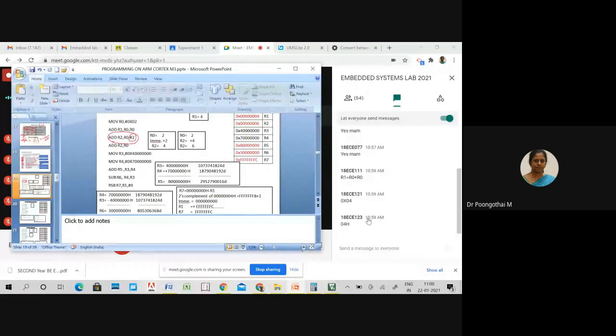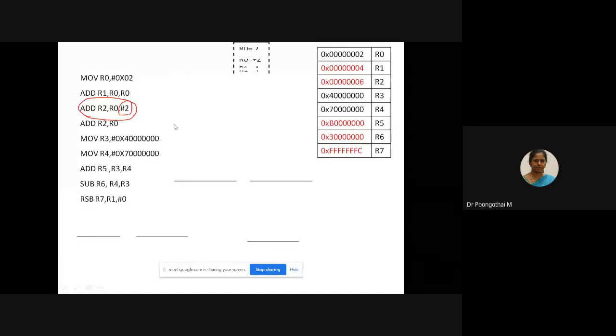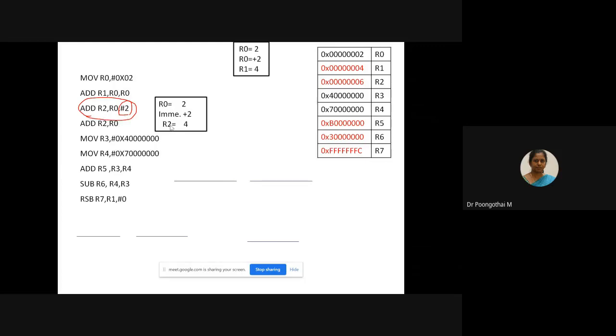Again your R0 holds 02 and we are adding the content of R0 with the immediate value. So what will be the answer? What is the content of R2? The content of R2 is again 04, okay? R0 plus immediate data, 2 plus 2. So after the execution of this instruction, your R2 holds 04, okay?